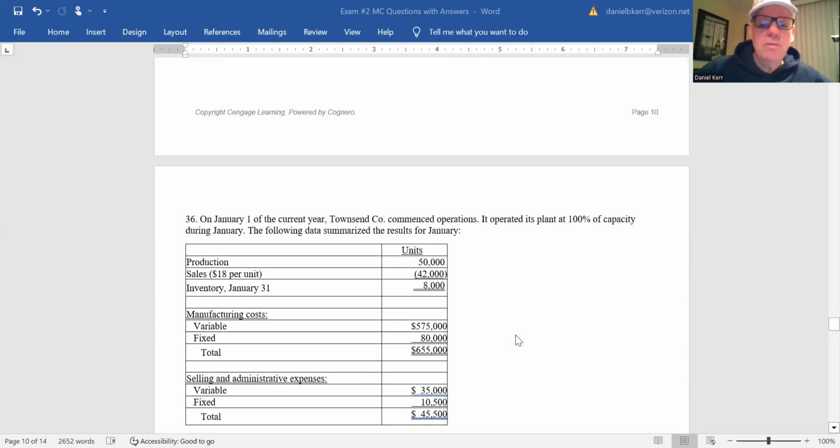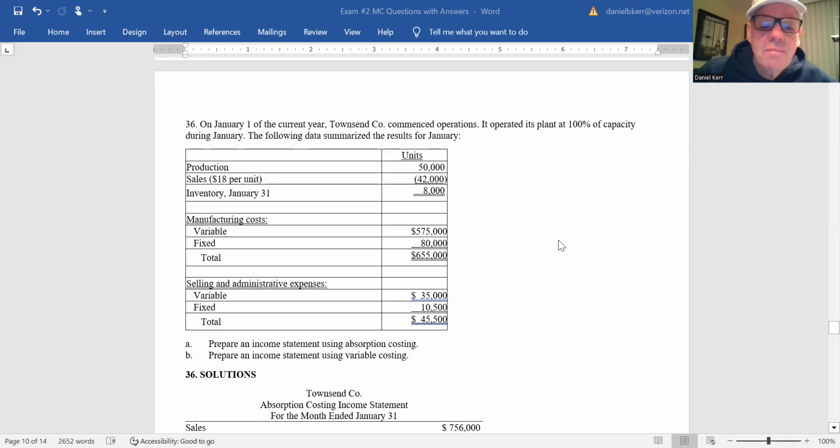Okay, this next one, you knew it was coming, is the budgeted cost of goods sold. Now, wait a minute, this one is prepare the income statement using absorption costing and prepare the income statement using variable costing. Now, the difference here between absorption costing and variable costing has to do with the treatment of fixed costs. So under absorption costing, the fixed costs become part of the inventory, under variable costing, all fixed costs are simply considered period costs.